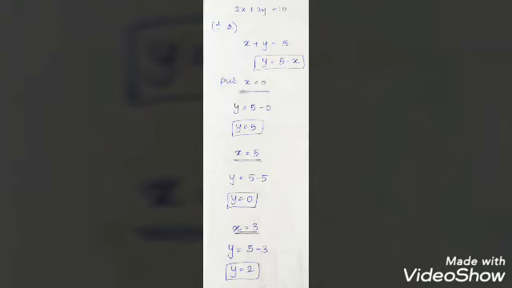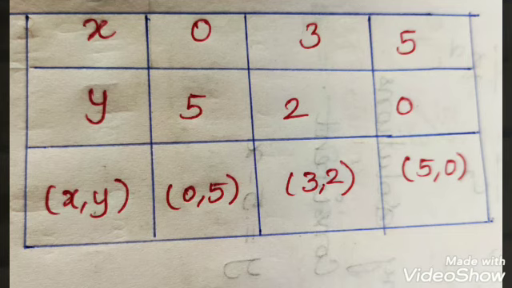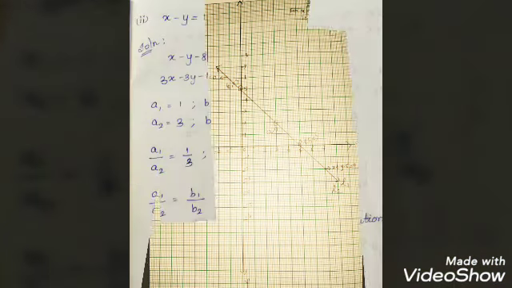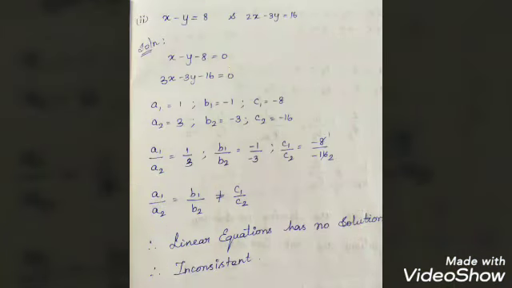Is this clear? Again we have to tabularize the following values. So x is equal to 0, y equal to 5; x is equal to 3, y equal to 2; x is equal to 5, y equal to 0. Next we are going to plot the graph. If we plot the graph, both the equations L1 and L2 coincide. By the answer itself we came to know infinitely many solutions means the line will coincide. Is this clear?